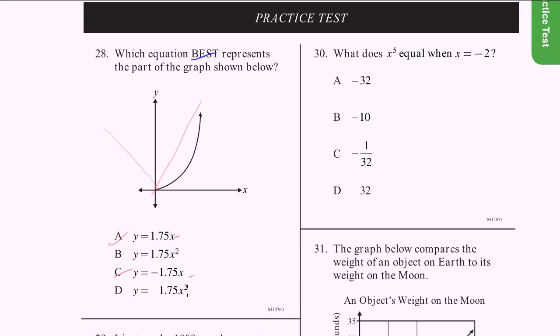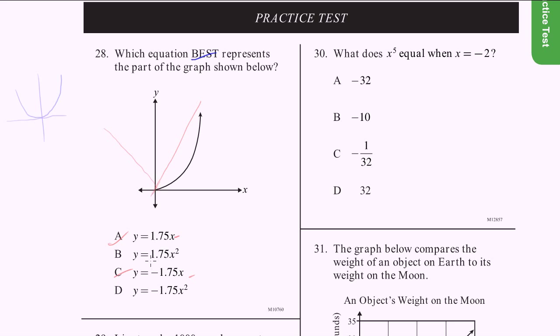I guess we could call them quadratics. So here we have 1.75 x squared. The graph of x squared looks like this. It's a parabola. You've seen that before. And they're just drawing it in the first quadrant right there. And that looks about right.